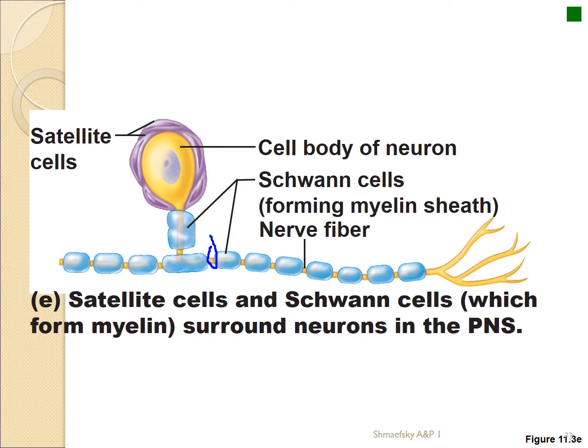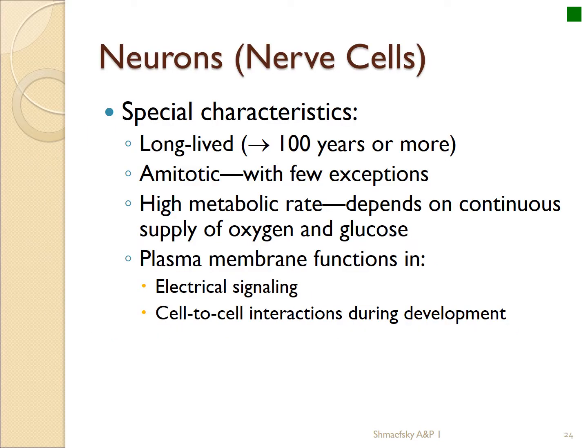And not all neurons are covered with these. Many of them are, but some are not, because you don't necessarily need Schwann cells. But there's your satellite cells, there's your Schwann cells. So now let us look at more detail about the neurons, because this is where we're going to spend most of our time in this course.